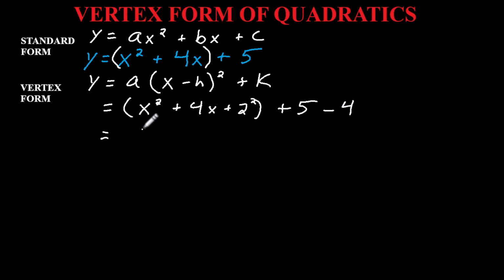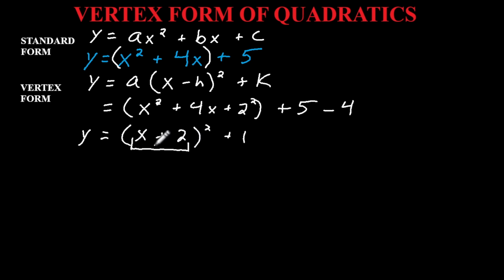Now, this part in here simplifies to be a perfect square, which is (x plus 2) squared. And if you were to use FOIL for x plus 2 times x plus 2, you would get this. And then over here, I had plus 5 minus 4, so I have plus 1. So we're now in vertex form.